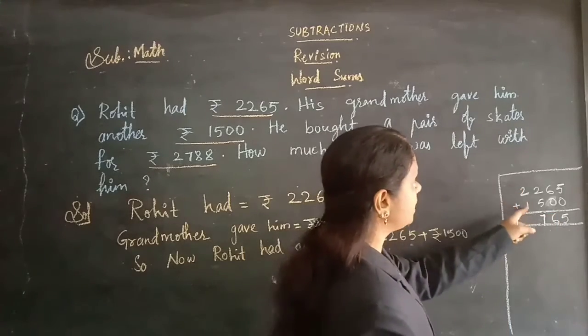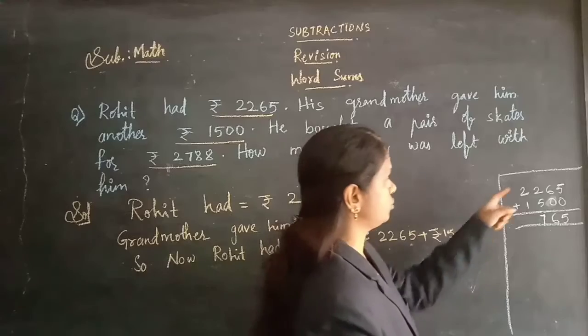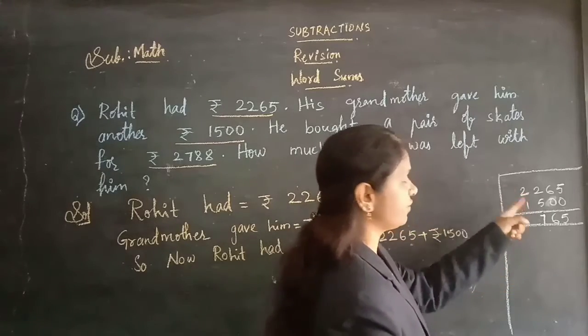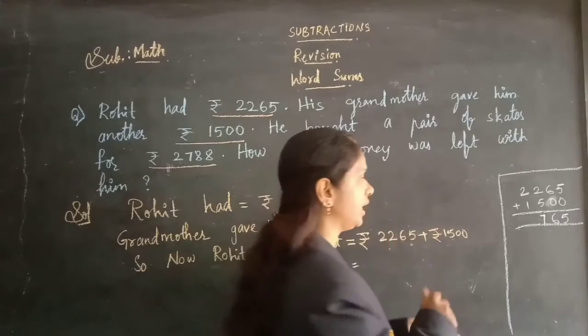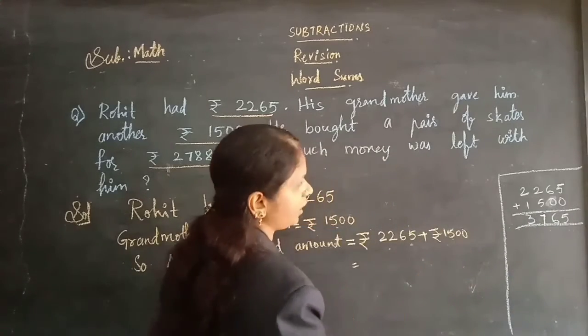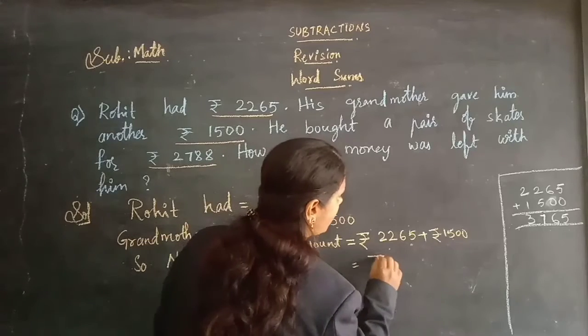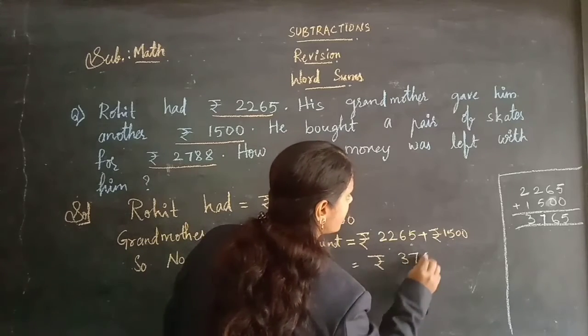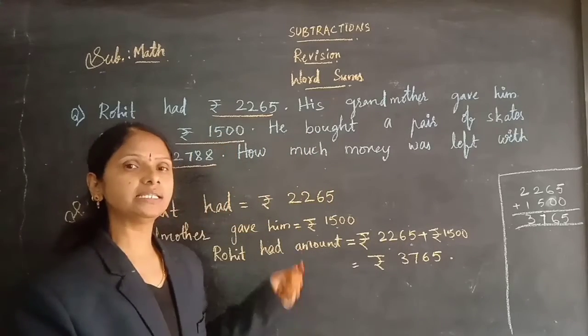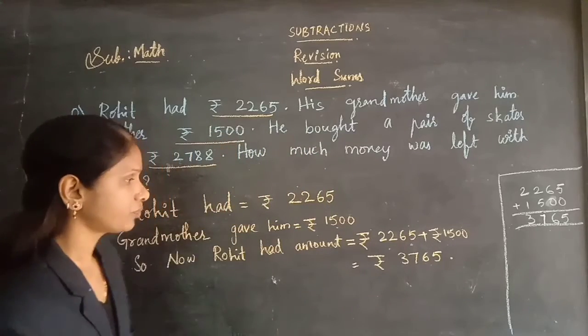Now after 2 I need to add 1. 2 plus 1 means after 2 you need to add 1 more number. If I add 1 more number after 2, you will get 3. So now, at present, Rohit had 3765 rupees after giving to his grandmother.